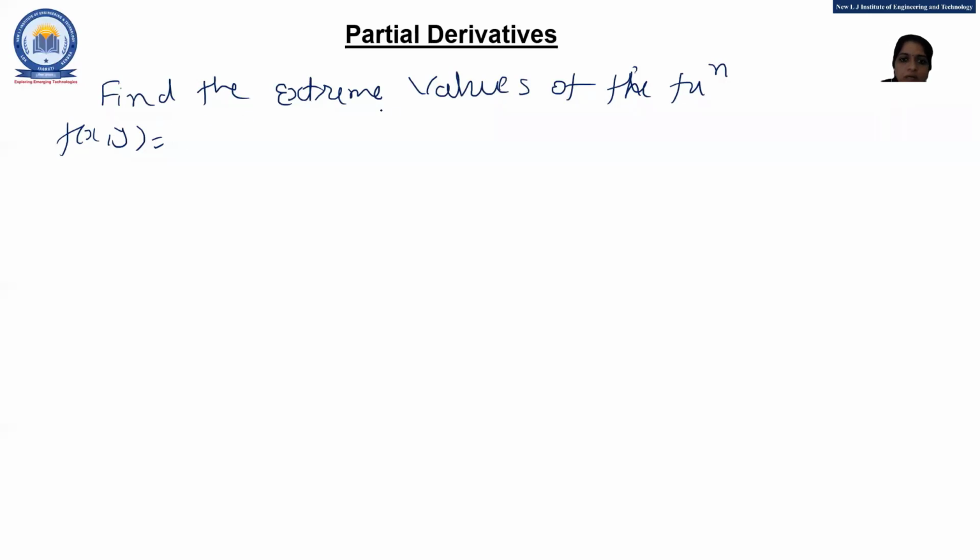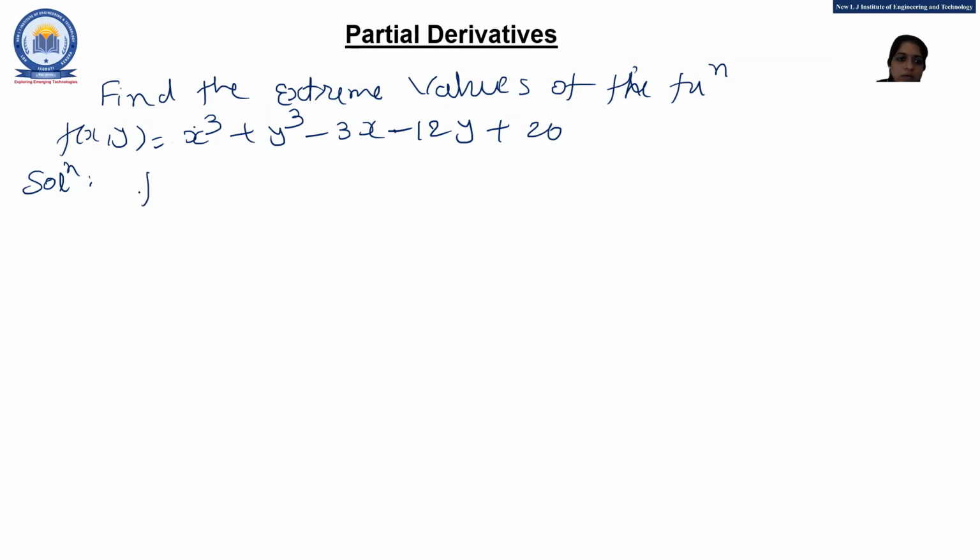Okay. Find the extreme value of the function f of x y is equal to x cube plus y cube minus 3x minus 12y plus 20. Okay, so students, this is your given function. So let's start the solution.